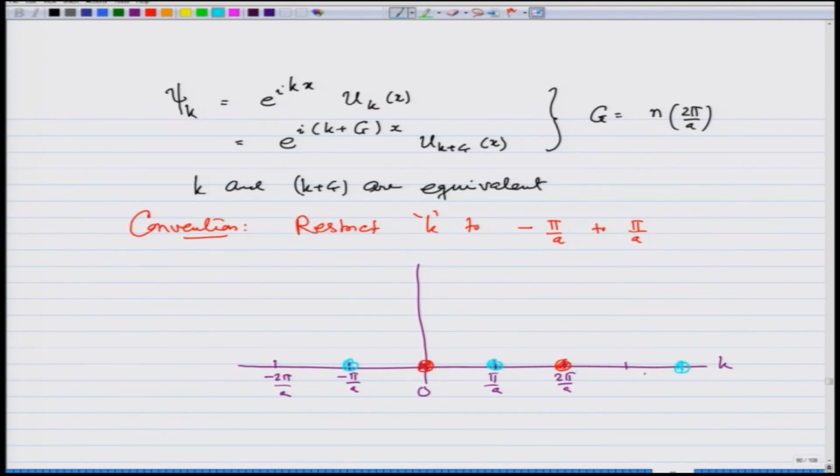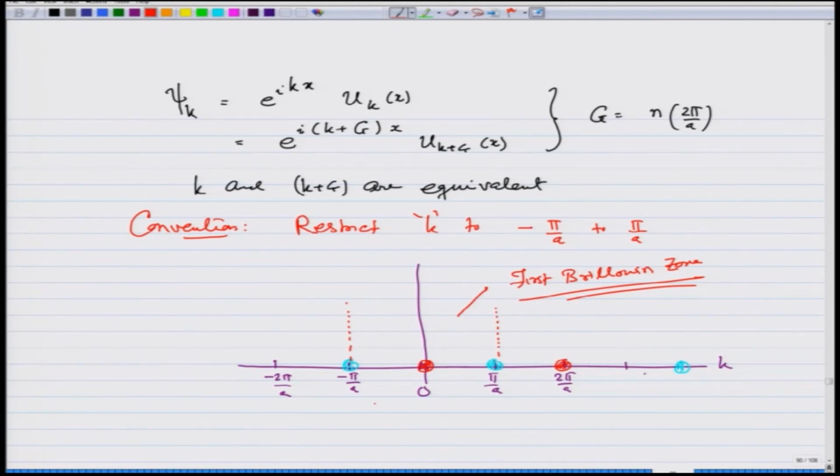So, what we do is, instead of specifying k over all these, we restrict our k to within minus pi by a to pi by a, and therefore, we actually map the entire k space. This is known as the first Brillouin zone. So, we work within the first Brillouin zone. I am just giving you these words so that if you hear them, you do not feel intimidated by what it is. All these are equivalent, so I can restrict myself to working with k within minus pi by a to pi by a.